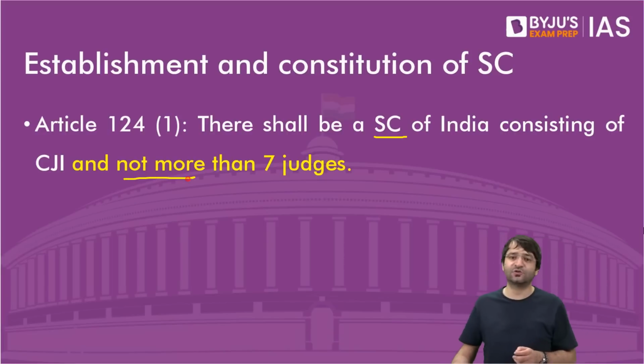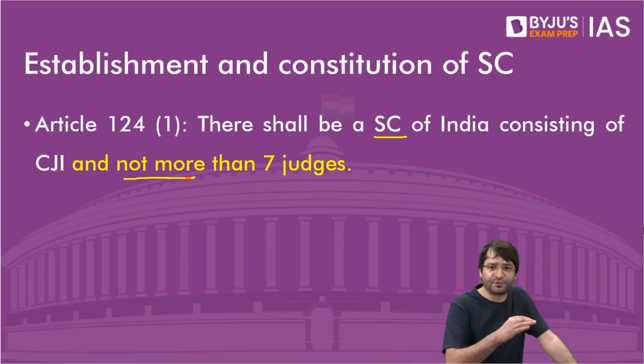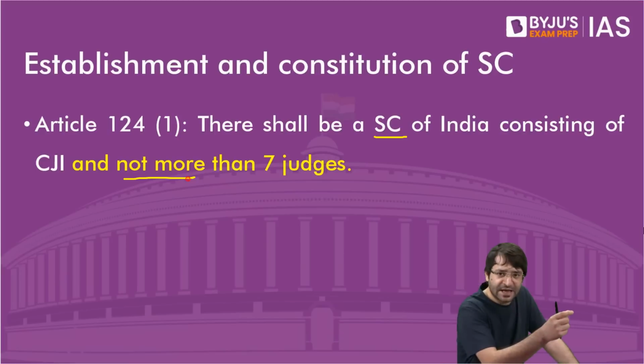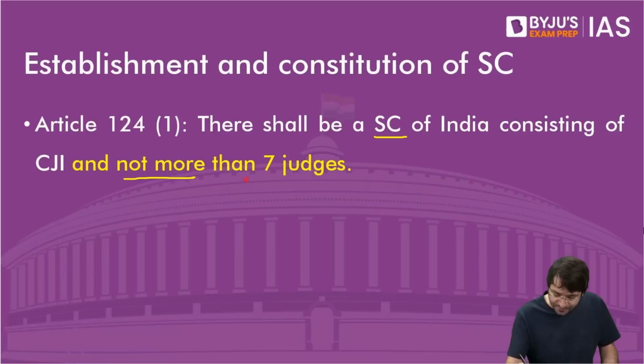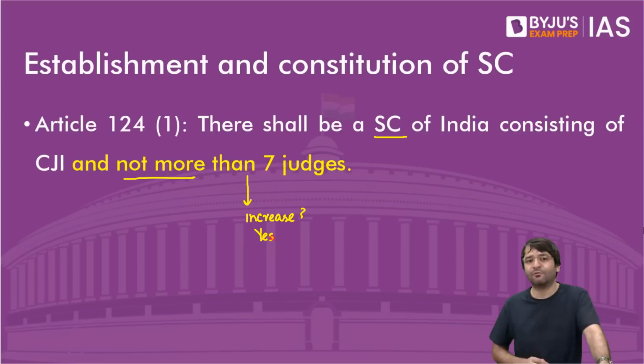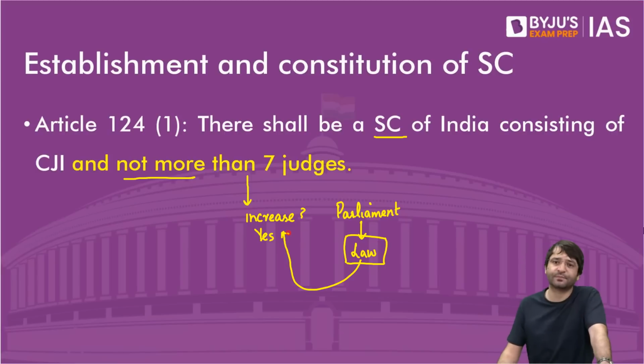This is 26 January 1950, when the Constitution was enacted. Article 124, Clause 1 said, there shall be a Supreme Court of India with the Chief Justice at its head and not more than 7 judges. Can we increase the number of judges? Yes. For that, what is required? Parliament will enact a law, and through this law, Parliament can increase the number of judges.